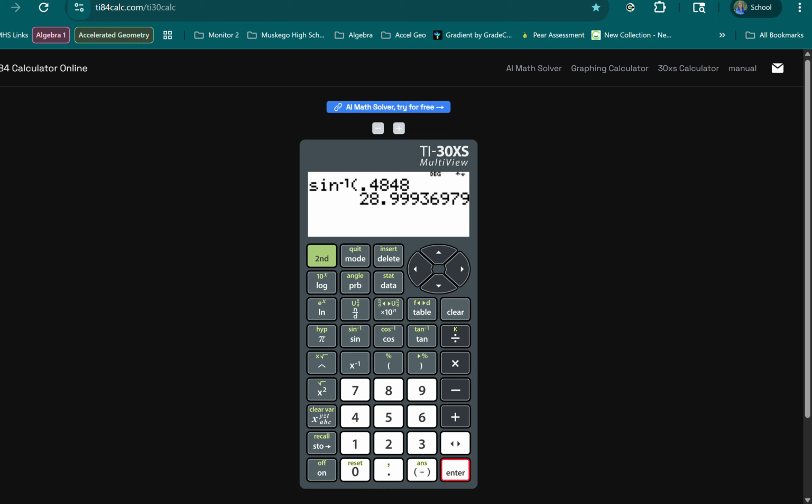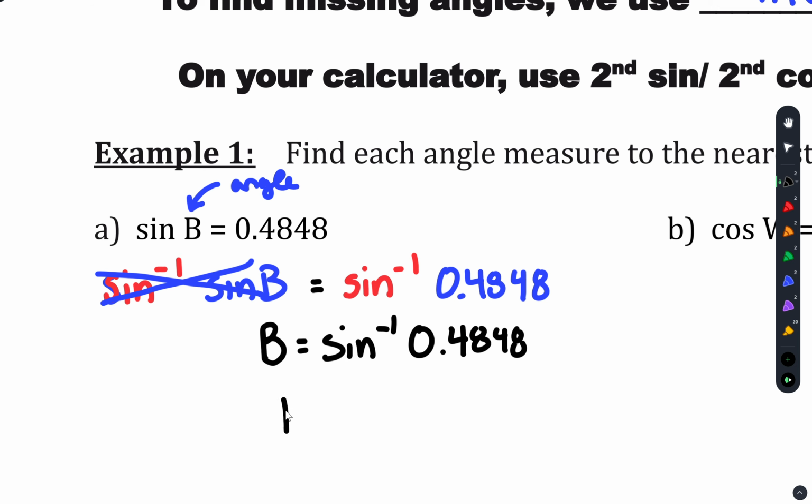Did anybody not get this in their calculator? So I'm going to call this 29. And all of our answers, when we're solving for a capital letter, these are angles. Our answers are in degrees.